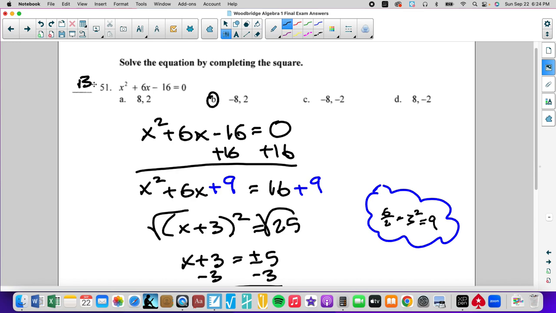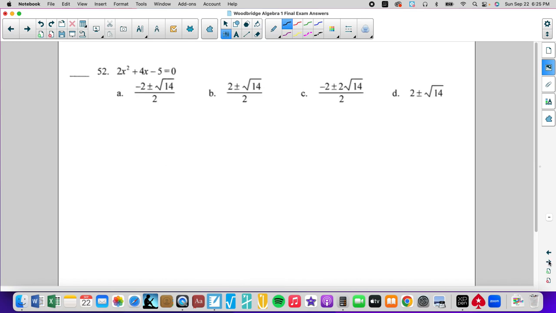All right, we're in the home stretch. We're almost there. 52. Solve the equation by completing the square. Right, so we need to complete the square. 2x squared plus 4x minus 5 equals 0. Whenever we complete the square, my a has to be 1.